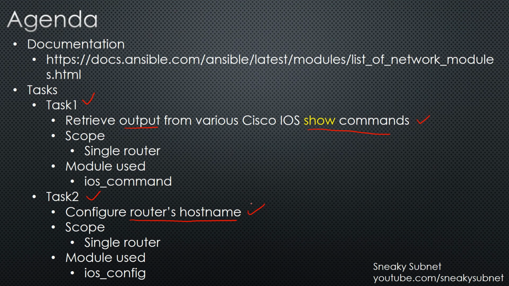As I have mentioned before, our scope for today is just a single router. First task will use IOS command module. Second task will use IOS config module. At the top of the screen you can see a link to Ansible's network module documentation. Let's take a look at it.